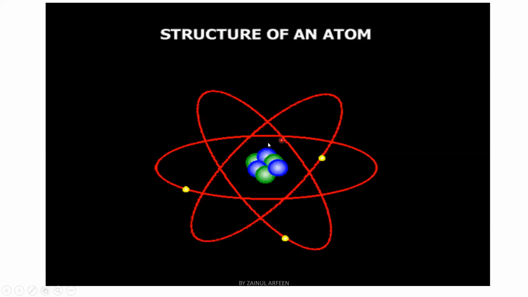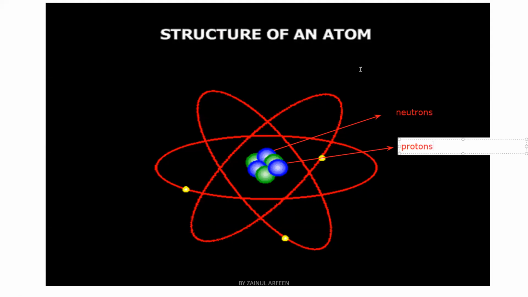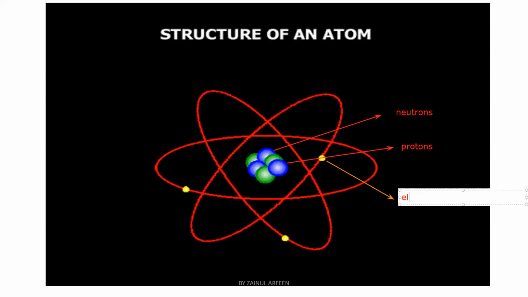So an atom consists of a nucleus, and inside the nucleus we have subatomic particles which we call neutrons and protons. And around the nucleus there are particles which are revolving, which we call electrons. So this is the basic structure of an atom, and the number of protons, neutrons and electrons varies with different types of atoms.